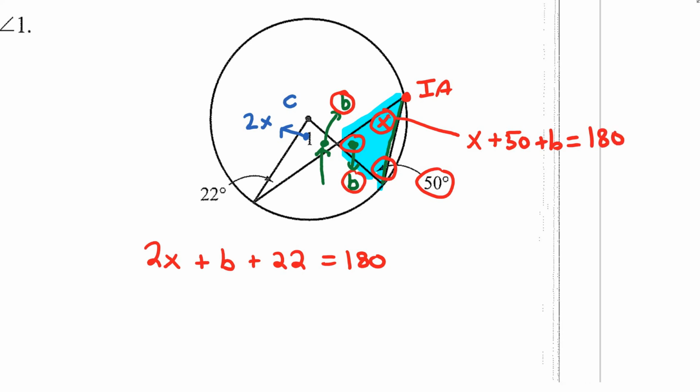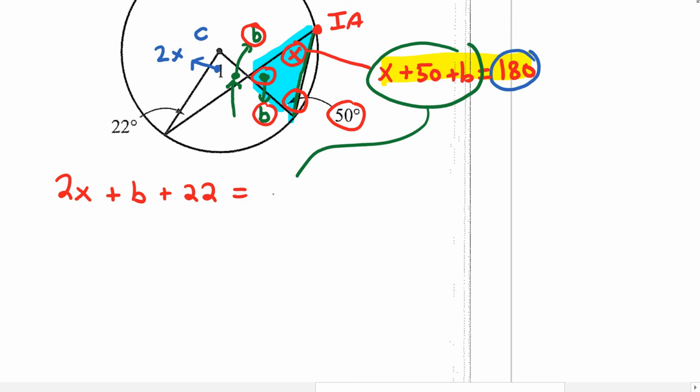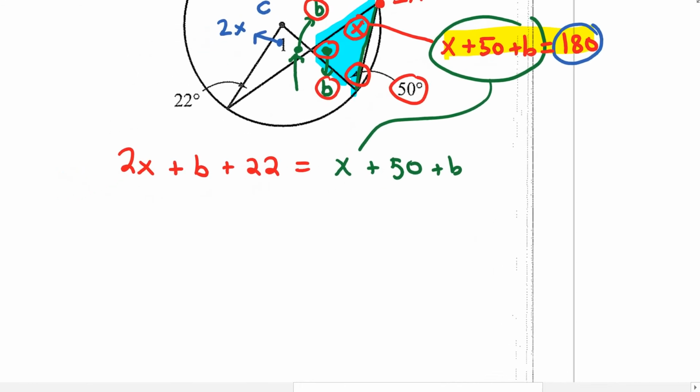Now what you're going to do is take a look at these two equations here in yellow, and relate them together. So you see this 180 degrees right there? Well, we know 180 degrees is the same thing as that 180 degrees. So instead of writing 180 degrees here, I can erase this and substitute it with this expression, which is x plus 50 plus b, because both those expressions equal 180 degrees. So we can make both those equations equal to each other.